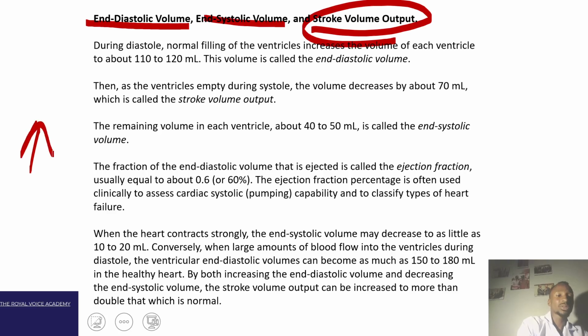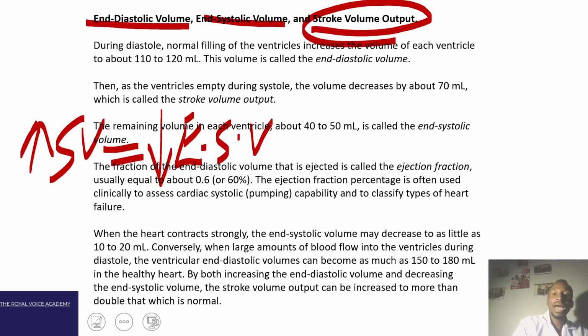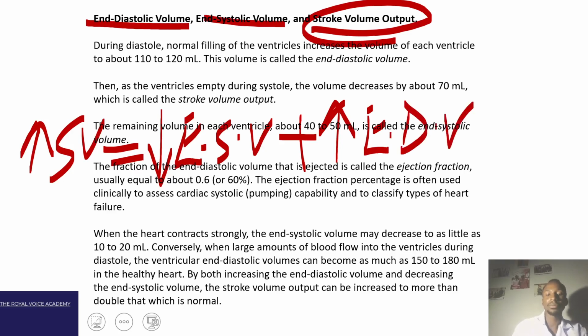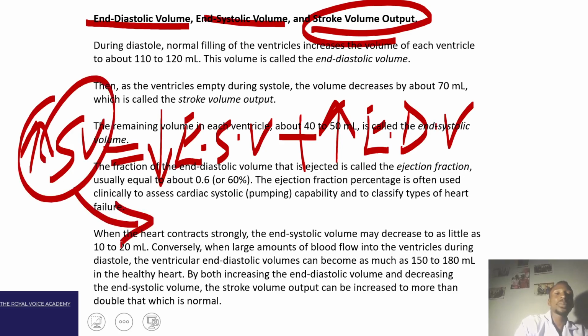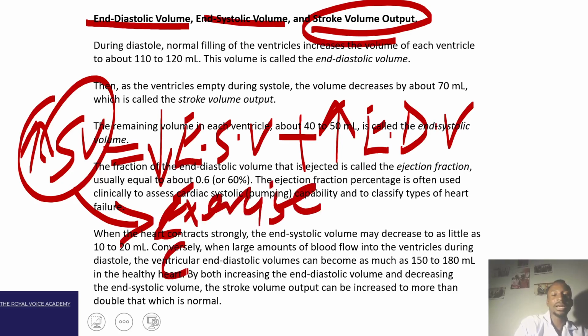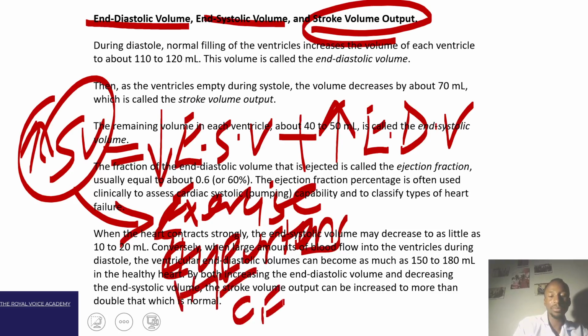So for you to increase your stroke volume, what you need to do is first of all decrease your end systolic volume and increase your end diastolic volume. So that is what you need to do to increase your stroke volume output. And why do you need to increase your stroke volume output? This could happen either because of exercise, or maybe you are hypertensive, could be because of heart failure, or could be because of cardiac fibrosis. So those are the reasons why you'd want to increase your stroke volume output.